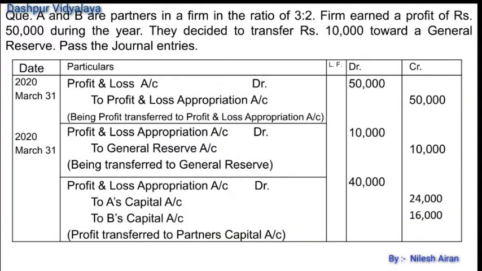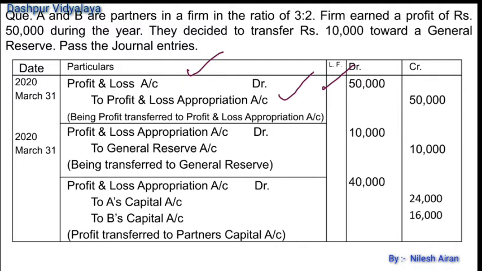We are given here one question that A and B are the partners in a firm in the ratio of 3:2. Firm earned a profit of rupees 50,000 during the year. They decided to transfer rupees 10,000 towards general reserve. Pass the journal entries. First of all, we'll have to transfer the profit from profit and loss account to profit and loss appropriation account. So first entry will be profit and loss account debit to profit and loss appropriation account. Rupees 50,000. This is the total amount of the profit.